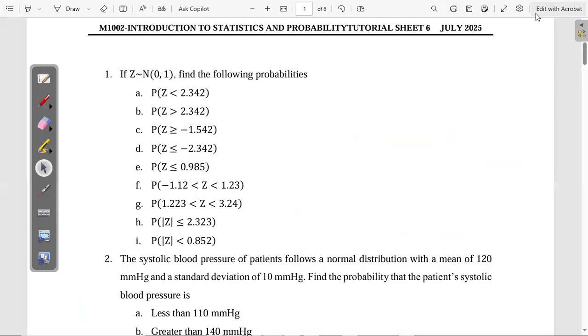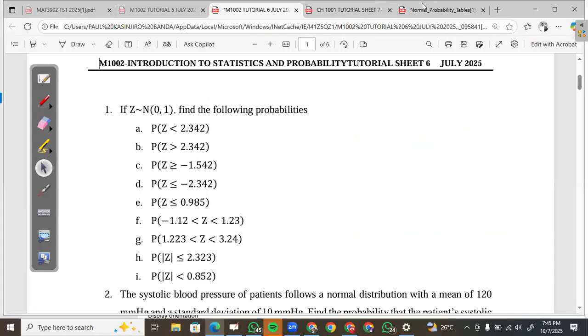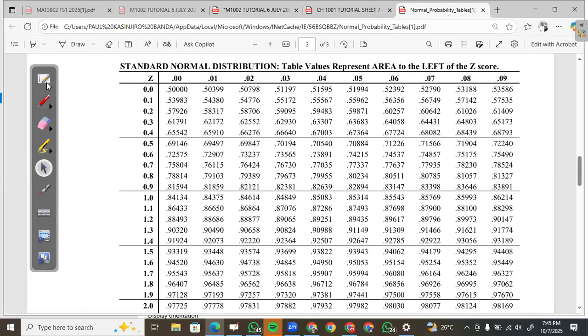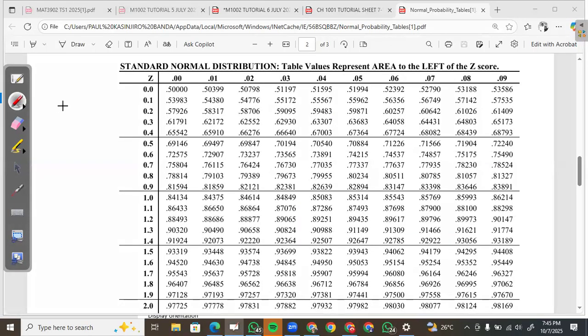Okay, so if I go to my Z score table here, this is my Z score table, right? So for example, I want to find the probability that Z is less than 1.15.